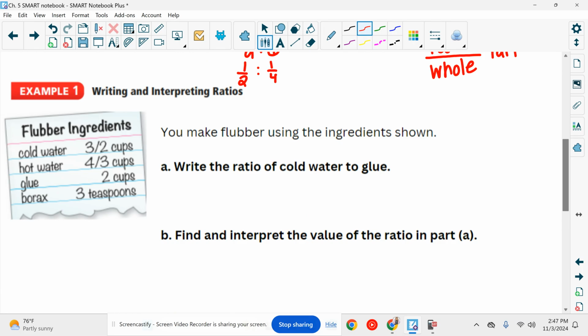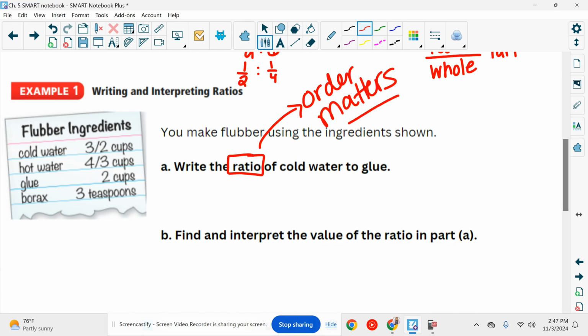Part A says, write the ratio of cold water to glue. So we're writing the ratio. We're going to write all three forms just to get that practice in. But you remember with a ratio, a big part to remember is that order matters. So whatever they tell you they want first, you have to put first. So if we look here in our example, they have cold water, then glue. So we want to come over here. Here's cold water. Here's glue.